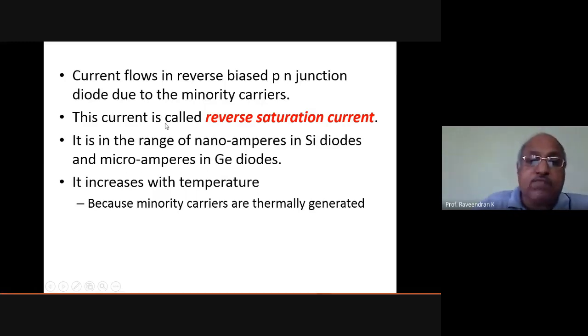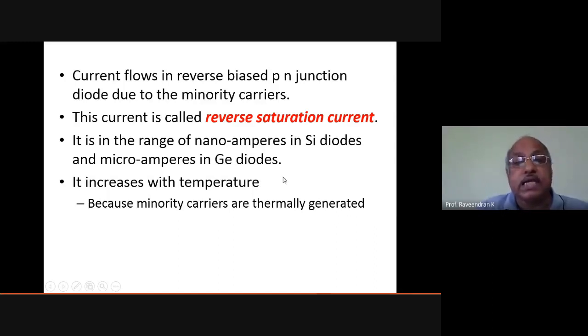Of course, in that condition, the diode will get damaged. So the current flowing in the reverse direction during the reverse bias condition is called reverse saturation current or leakage current. It is in the range of nanoamperes or microamperes. In silicon diodes, this reverse saturation current is very small, in the order of nanoamperes. In germanium diodes, it is of the order of microamperes. It increases with temperature because minority carriers are thermally generated.